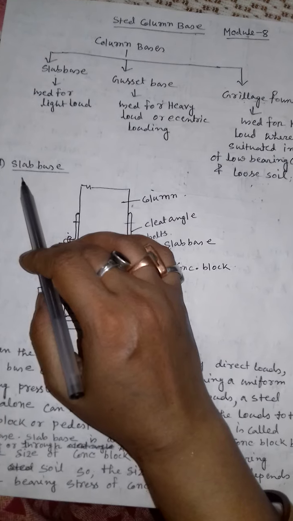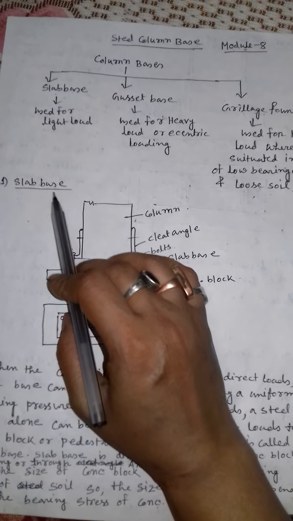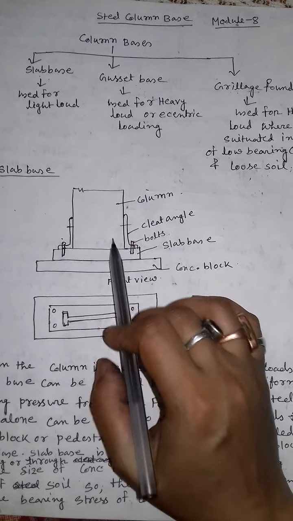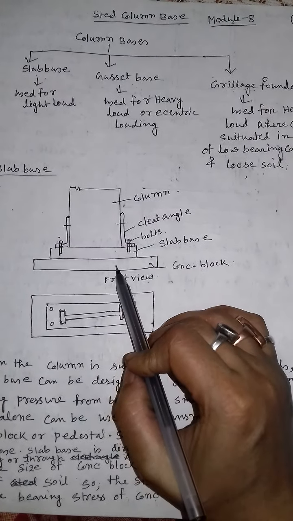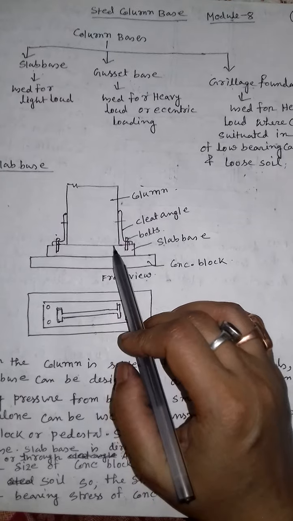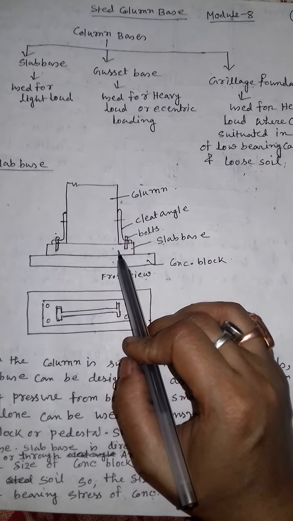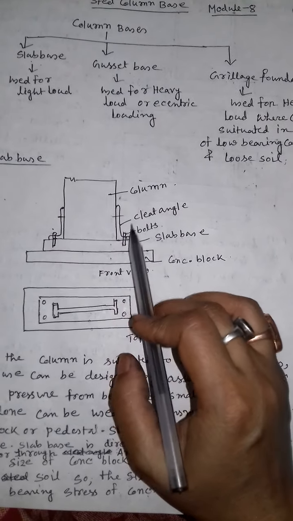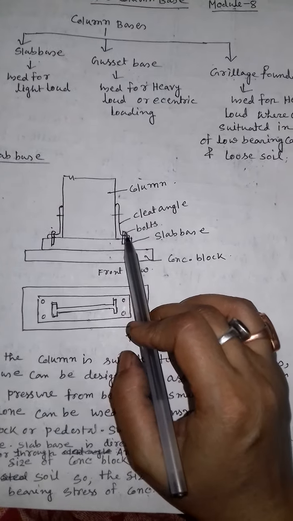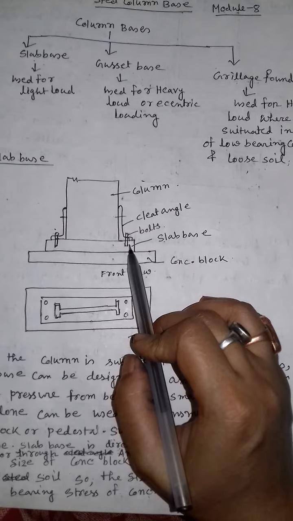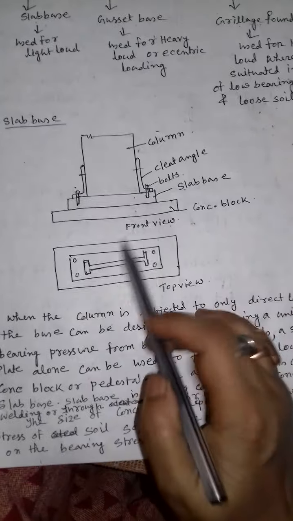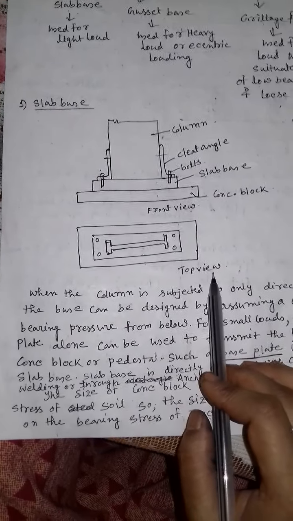Today my discussion is about the slab base and its design procedure. Here is the figure. There is a column and a concrete block, and in between the column and the concrete block there is a base, which is called the slab base. The column and base are connected through a cleat angle, and the cleat angle and the slab base are connected by anchor bolts. This is the front view and this is the top view.